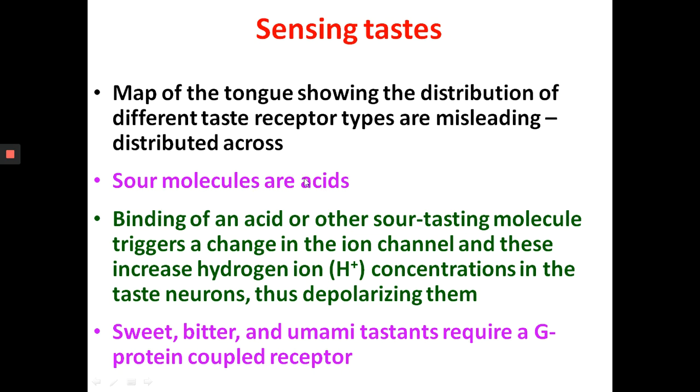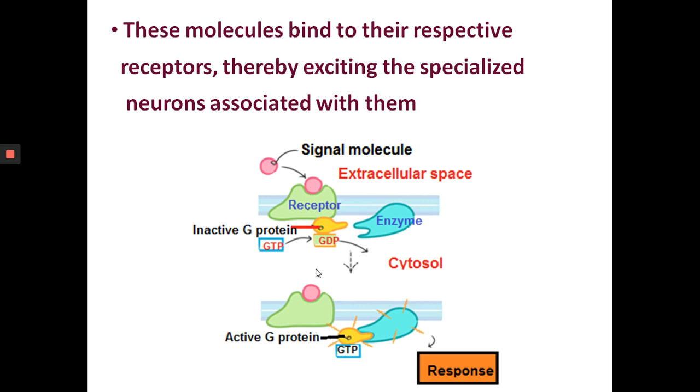Sour molecules are acids. Binding of an acid or other sour tasting molecule triggers a change in the ion channel, and this increases hydrogen ion concentration in the taste neurons. So, H plus ions. This also causes a change in the polarity across the nerve membrane and leads to depolarization. Sweet, bitter, and umami tastes require a G protein coupled receptor. I have mentioned the G protein coupled receptors before also. These molecules bind to their respective receptors, thereby exciting the specialized neuron associated with them.